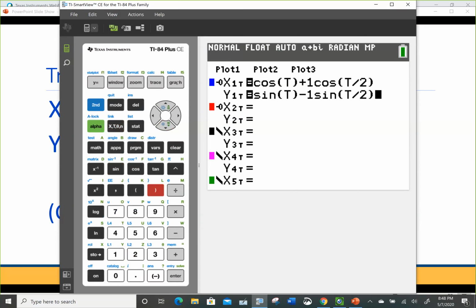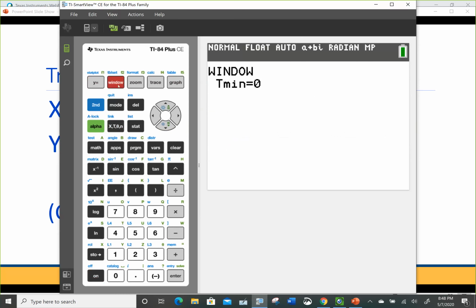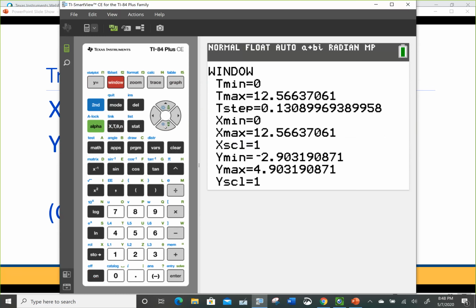Something just came up there, but I didn't see it. It disappeared too quickly. Oh, I'm going to hit on. By the way, I don't know if you know this, but pressing on will stop the motion of your graph. I need to change the window. Okay, let me back up. The disc went 2 cycles inside the large wheel. So going from 0 to 12, which is 4 pi, is about perfect.